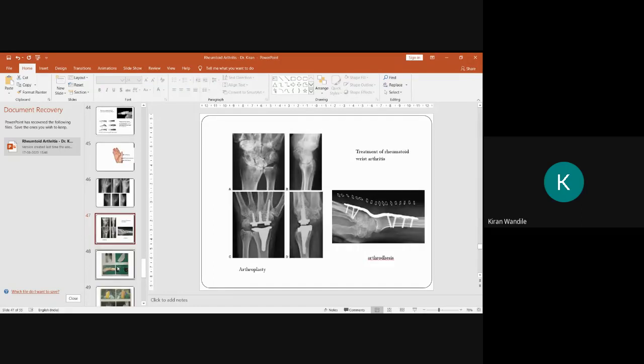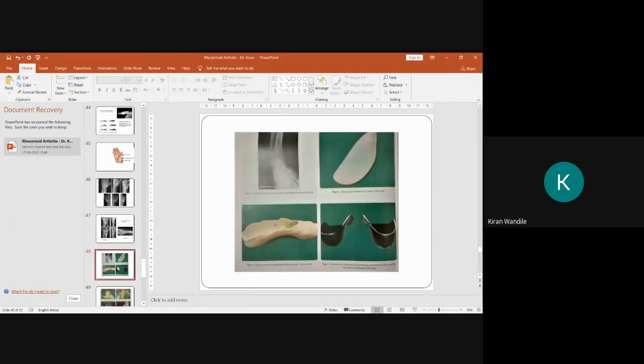And see, wrist replacement is done in this case, having this wrist arthritis. Arthrodesis is done in the second X-ray. You can see arthrodesis, that is fusion of the joint. So the advantage of arthroplasty is it gives better movement. In arthrodesis, there is a fusion, but there is no pain after arthrodesis. That is the advantage of arthrodesis.